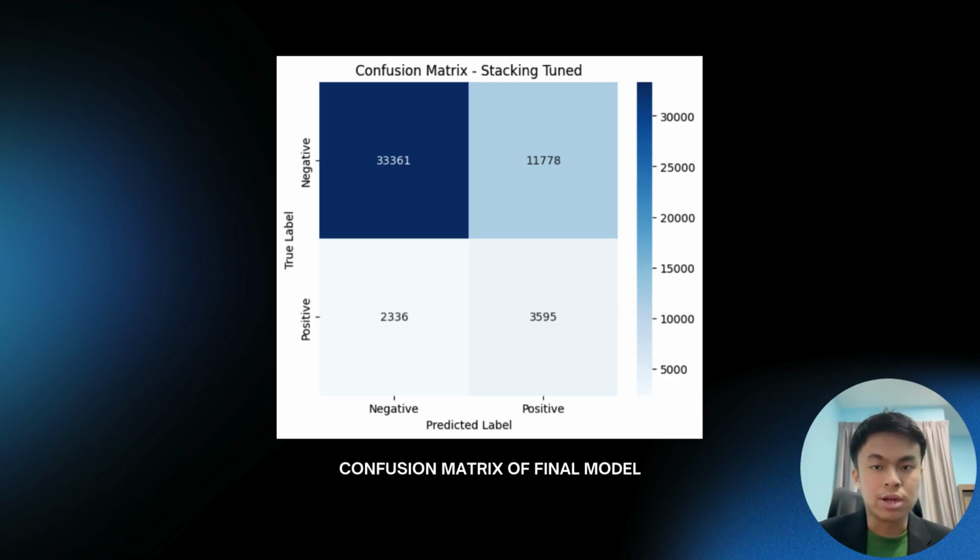This is a confusion matrix for our final model selection. We will select the stacking tuned as our project model, and this is the confusion matrix that it predicts. I wouldn't say it is a very good one, but it has room for improvement, and this is what we get for the moment.